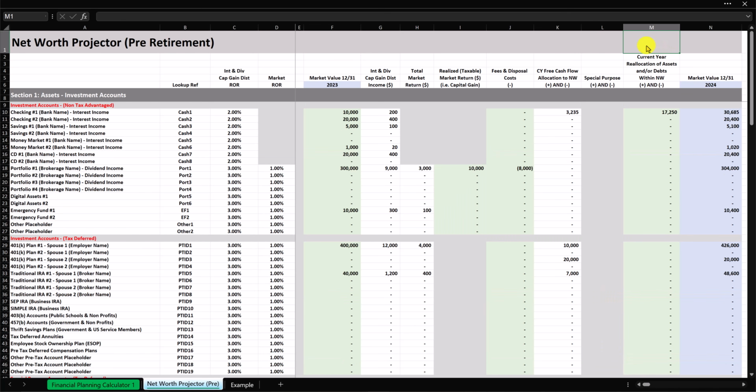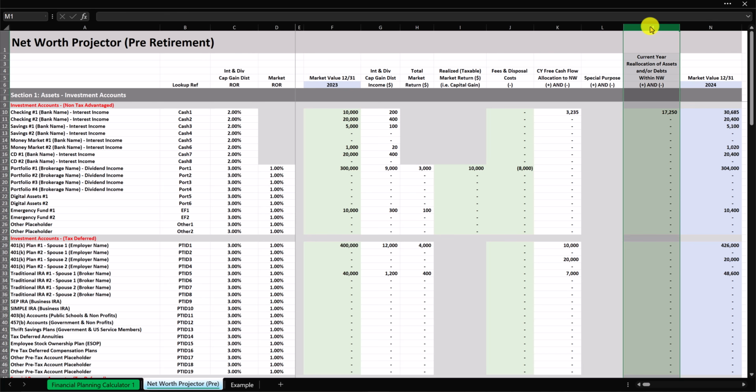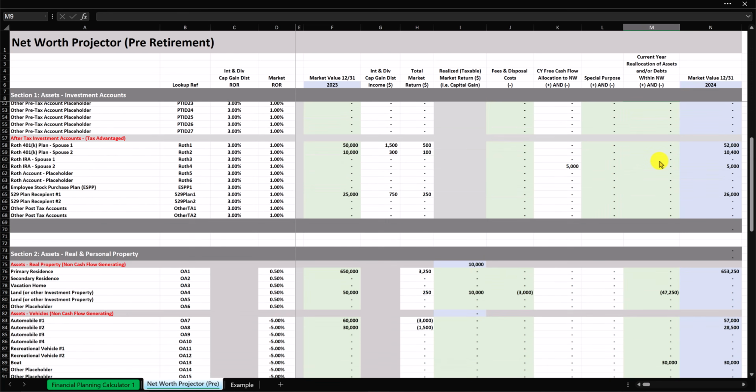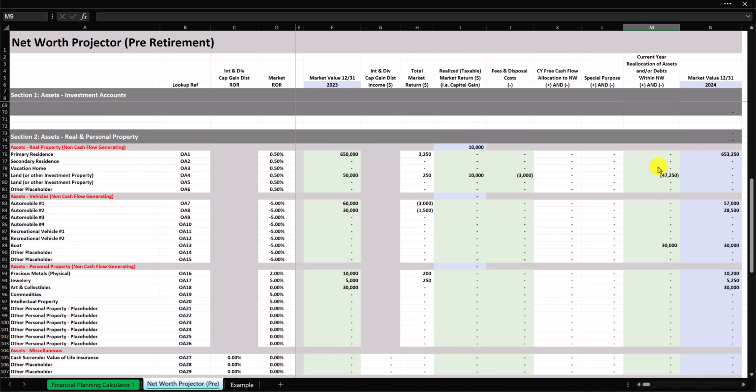Okay, the final new column that I have created so far is going to be this current year reallocation of assets and or debts within our net worth, and this can be a positive or negative amount. In fact, this column right here in its entirety will always need to net to zero. Now let's think about the details of that. I am going to scroll down here to the remaining part of this transaction. Let's start right here in this row.